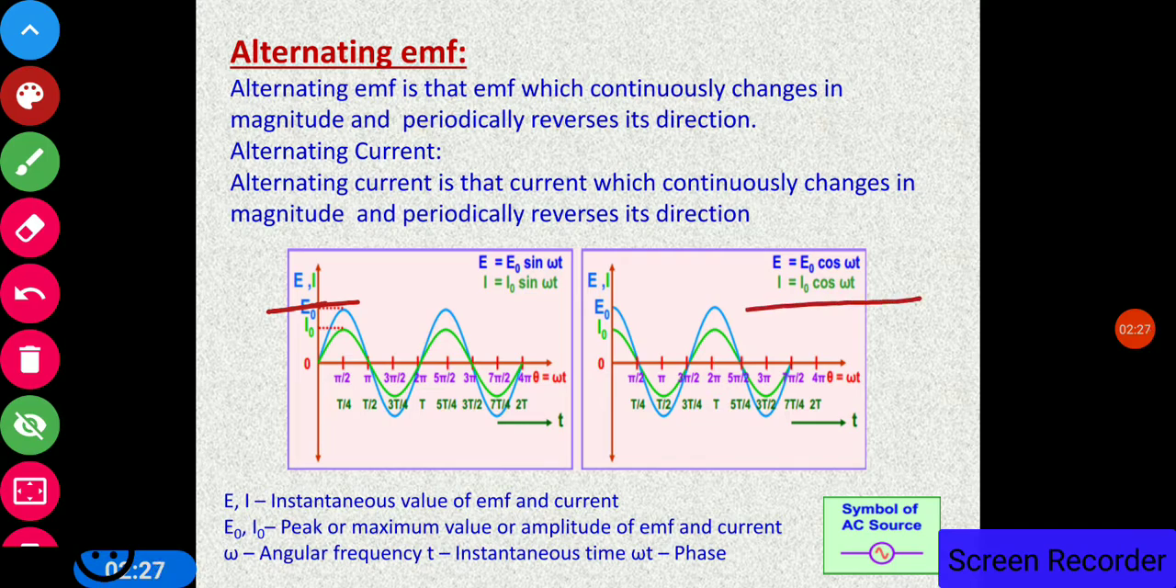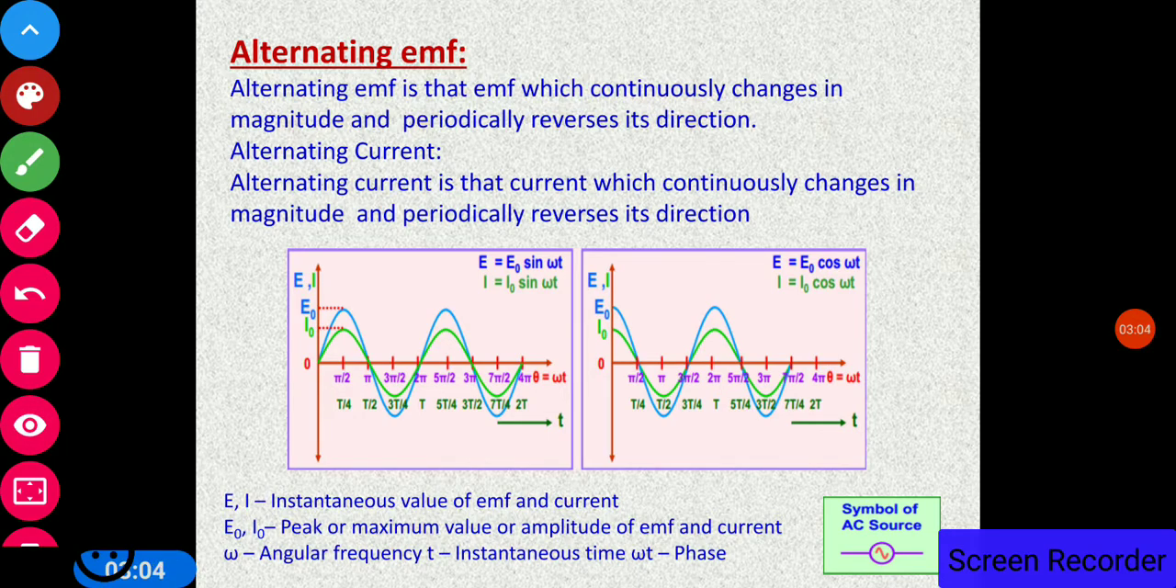Similarly, when the EMF voltage is represented in the form of the cosine curve, then when t is equal to 0, the value of cos omega t is maximum, and in that case E is equal to E naught, so the point comes at this point. So the cos curve starts from the highest point and then goes to the lower point. So E is equal to E naught for the highest value of EMF. I is the current which is shown by the green curve. So this is all about the alternating EMF.